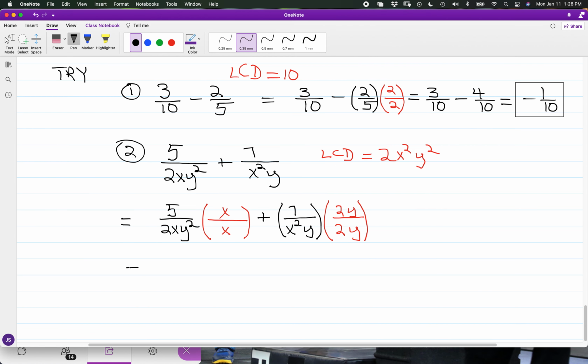And for what we have in the end result here, okay, now we're going to have the same common denominator. And for the numerators, we're going to have 5x plus 7 times 2y, so it'll be 14y. Again, that's going to be all over 2x squared y squared.